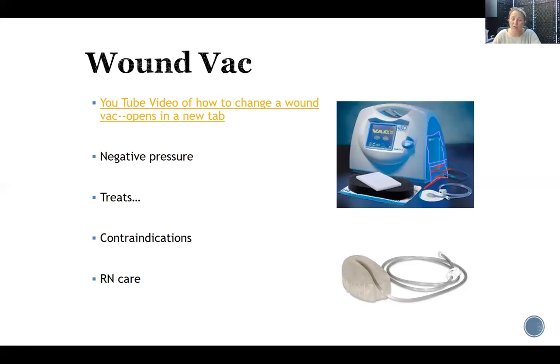So basically what you need to do as the bedside nurse is you need to know how to care for it, how to measure it, how to troubleshoot, and what you want to look for as far as leaks go. It should be suctioned down.